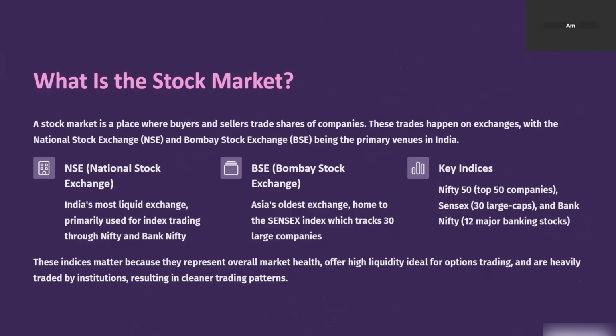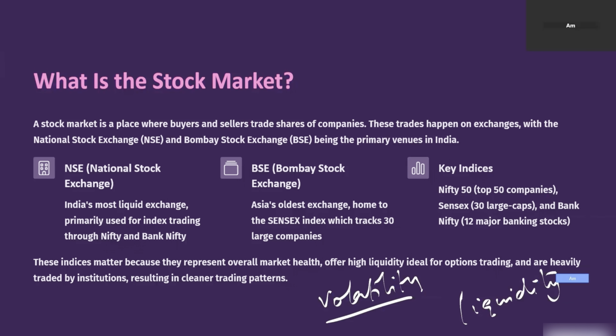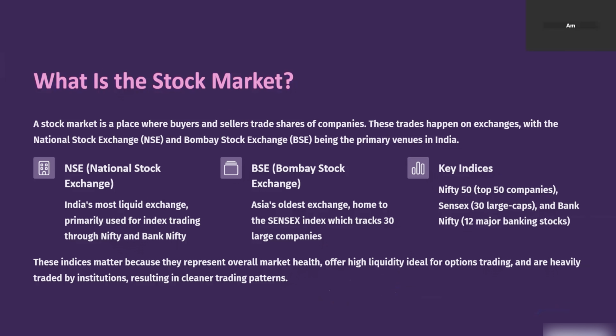Now, why are these indices important? Because these indices represent overall market health and offer high liquidity, which is ideal for option trading. When we trade options, we need liquidity, be it Sensex or Nifty and Bank Nifty also. When you trade options, you also need volatility, and these indices offer that. I'll explain what we mean by liquidity and volatility when we proceed. We'll see clearer and cleaner trading patterns when more and more individuals participate. That's how the pattern works, so that's why we are following these indices for our trades.